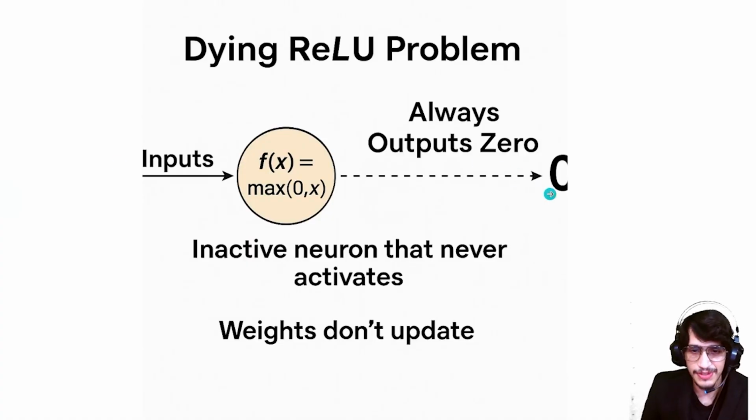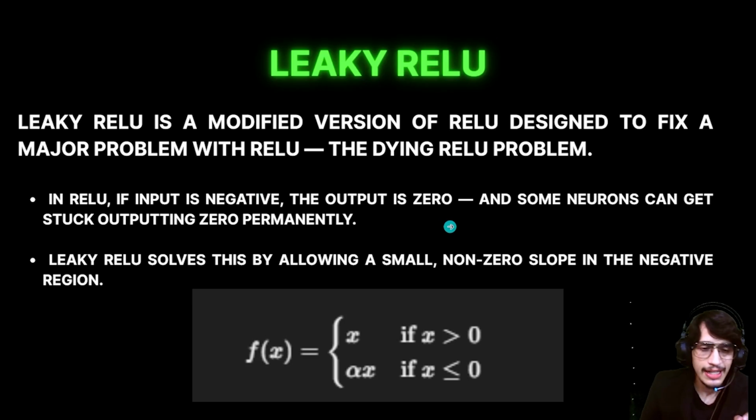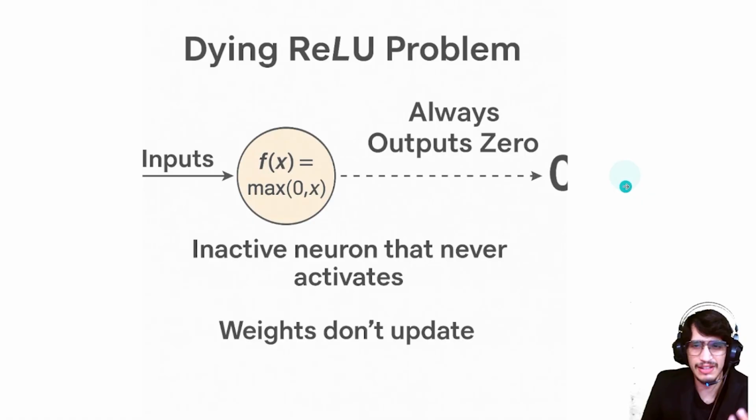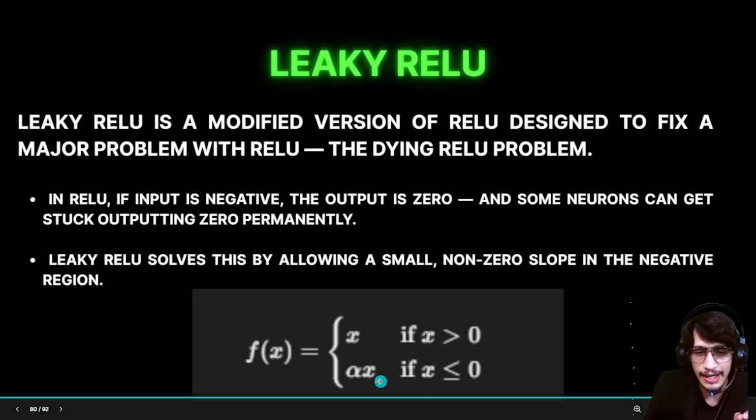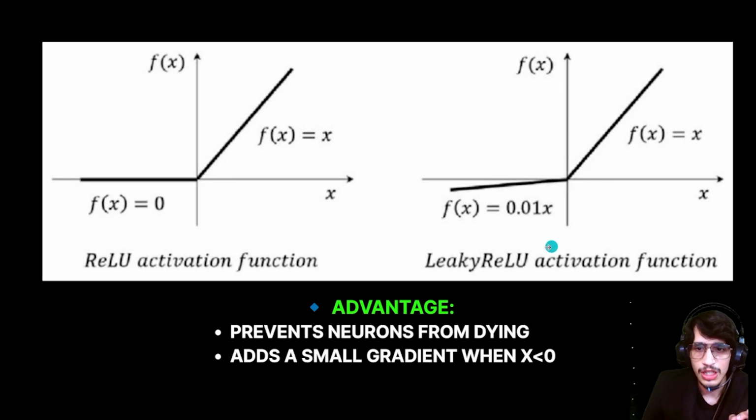To solve this, we have multiple activation functions. First one is Leaky ReLU. Leaky ReLU is a modified ReLU, in which we add an alpha before the x if x is less than 0, and this alpha can be anything like 0.1 or 0.001, and then it will have a curve like this. This is our ReLU, but when we take alpha as 0.01x, then our curve is like this.